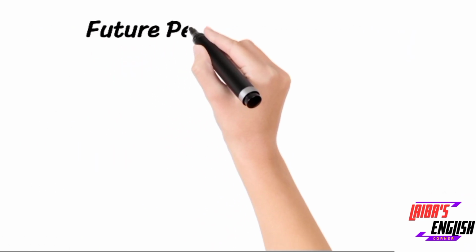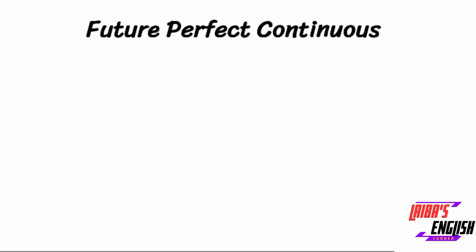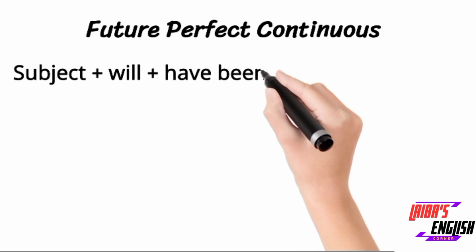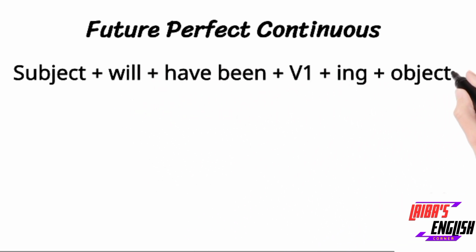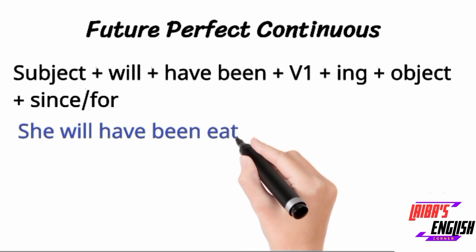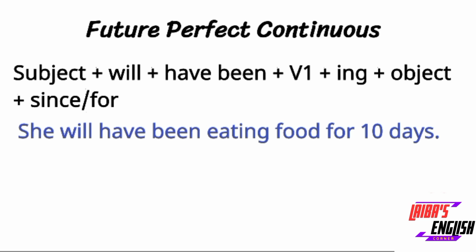I have told you before in this video that in continuous we have to put verb first form and ing, which is very simple. And with it we have to put been. So the structure will be subject plus will plus have plus been plus verb first form ing, object, and since and for. Since is used for fixed time and for is not used for fixed time. I already told you the clear difference between since and for in present perfect continuous tense.